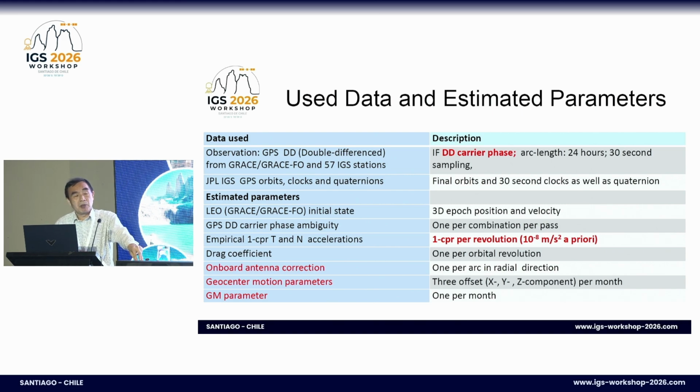For the estimated parameters, we separate mainly two different kinds: one is local, one is global. For the GM and the geocenter, we solve just monthly. Other parameters are treated as local and daily; we process daily. For the daily parameters, we have one important parameter, the so-called onboard antenna correction. Later, I will explain why it is important.